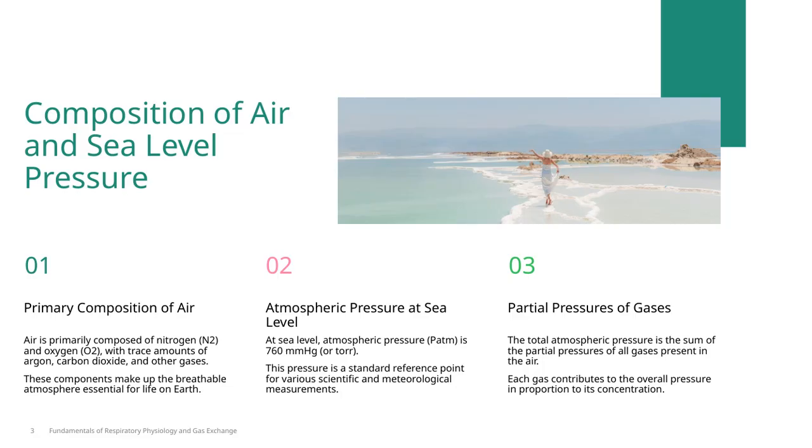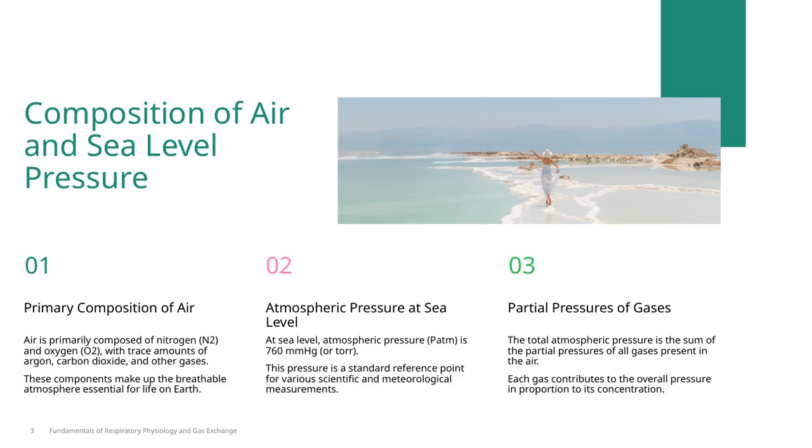Let's start with atmospheric pressure at sea level. The standard value is 760 millimeters of mercury, or mmHg, which is also called torr. This is a key reference point that scientists and meteorologists use for various measurements.